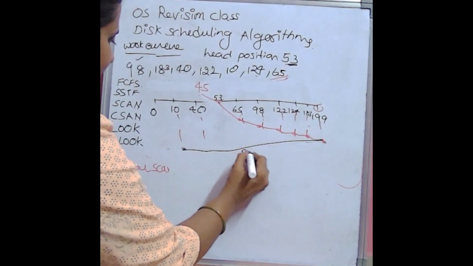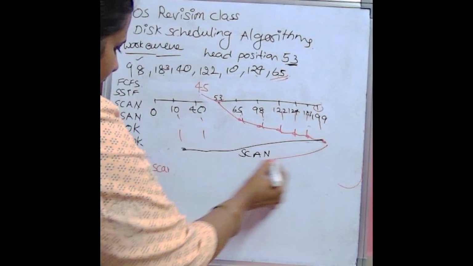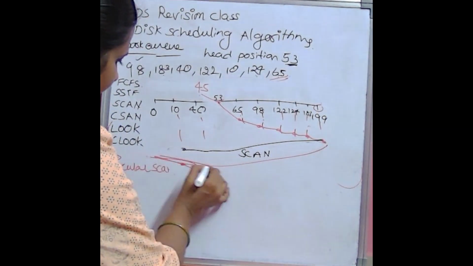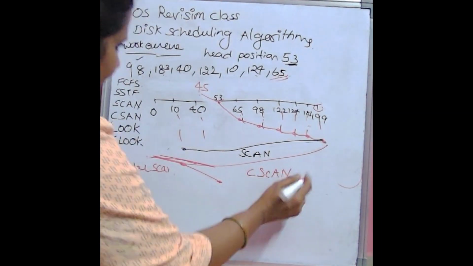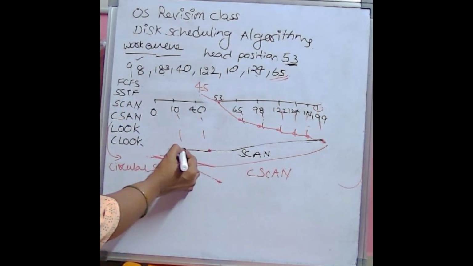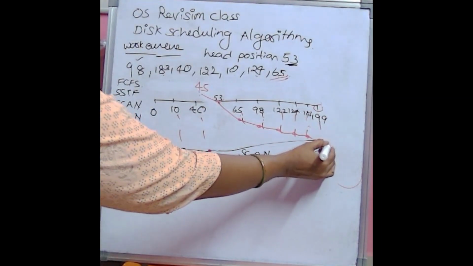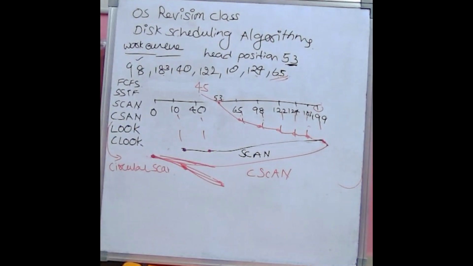Scan, C-scan. We'll come to this one. This is C-scan. Till this point it is the same as scan. In scan, it will come in reverse and serve 40, after that 10. But according to C-scan, after 199 it will start from 0: 0 to 10, 10 to 40. So this is about C-scan.